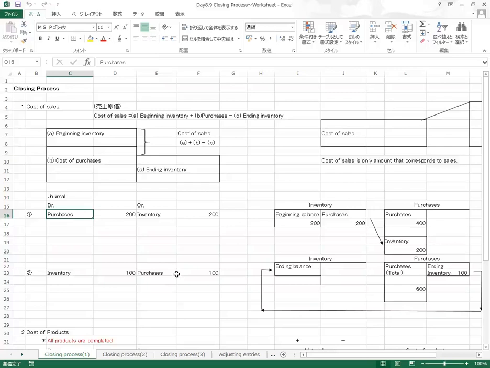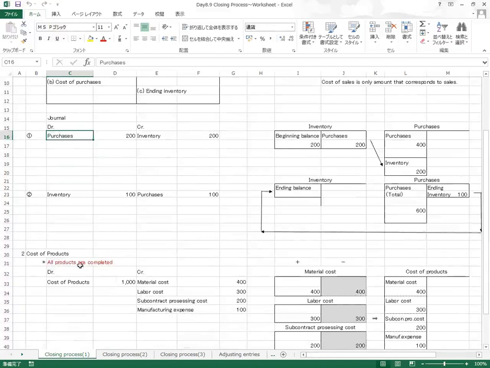So if there is a remaining product, the cost of these products cannot go to the cost of the sales of this term. So we will subtract. In this procedure, we subtract that cost from this term's cost of sales.